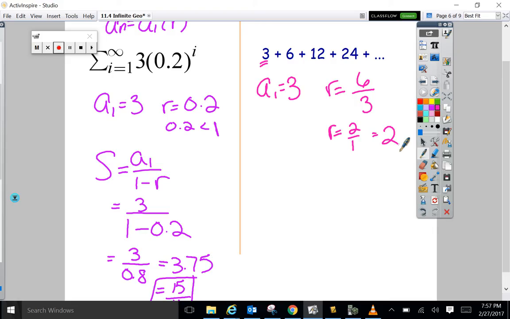So if you think about our r being 2, we have 3, 6, 12, 24, 48. It's just going to keep doubling and multiplying by 2. The r is not less than 1. 2 is greater than 1, in which case there is no sum to this infinite series. We can't find it. It's just going to get infinitely large, in which case we cannot find the sum. R is not less than 1.